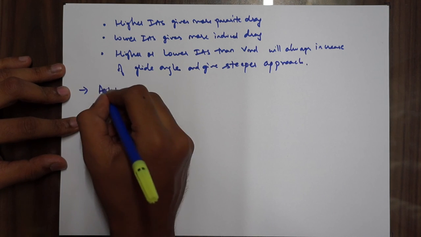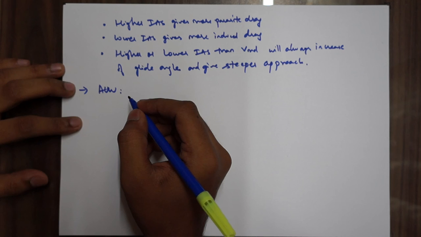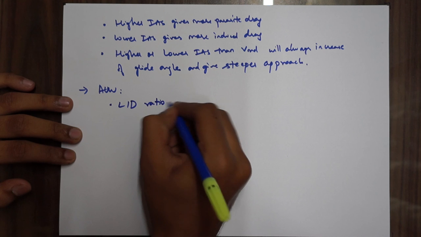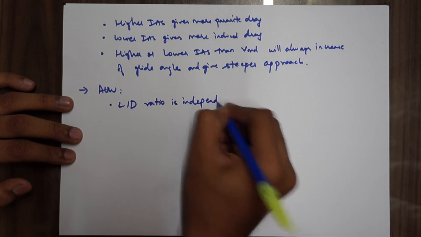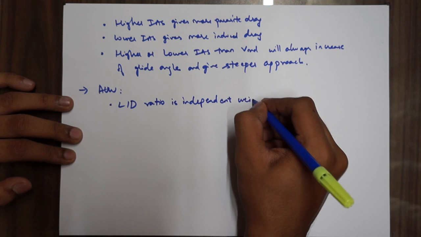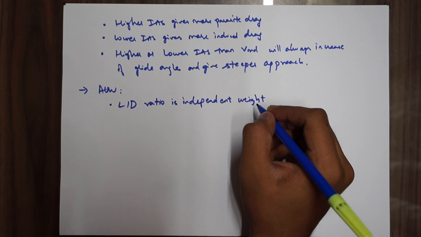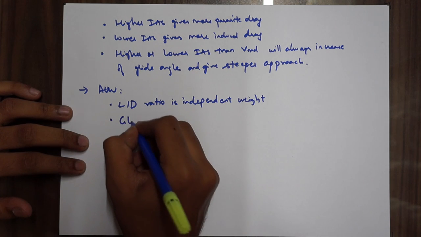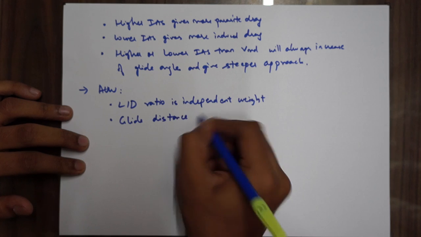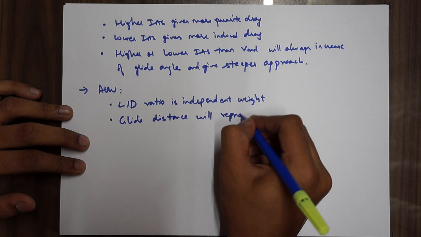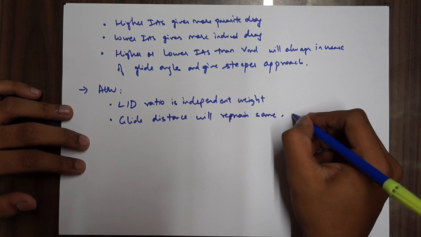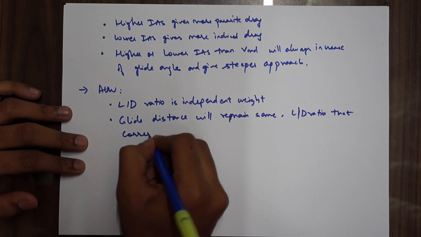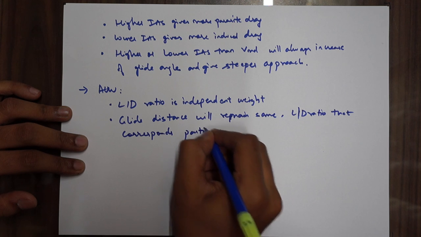Next, all-up weight. You will be surprised to know L by D ratio is independent of weight, because you will fly at the best L by D ratio and the speed that corresponds to the particular weight. So the glide distance will remain the same because you'll fly the L by D ratio that corresponds to that particular weight.